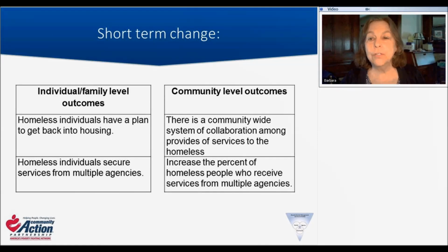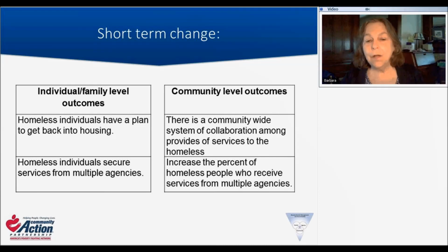What will change in the short term? The length of time that a person is homeless contributes to their continuing homelessness. So we want to make sure that individuals have a plan, and that individuals secure services from multiple agencies.